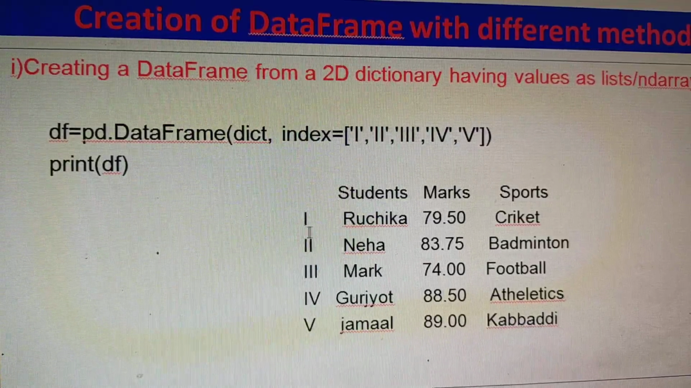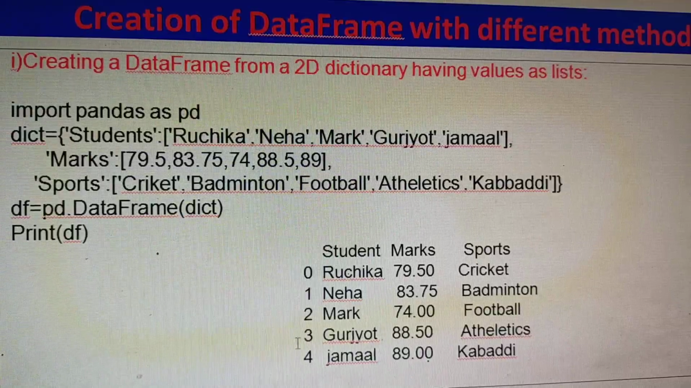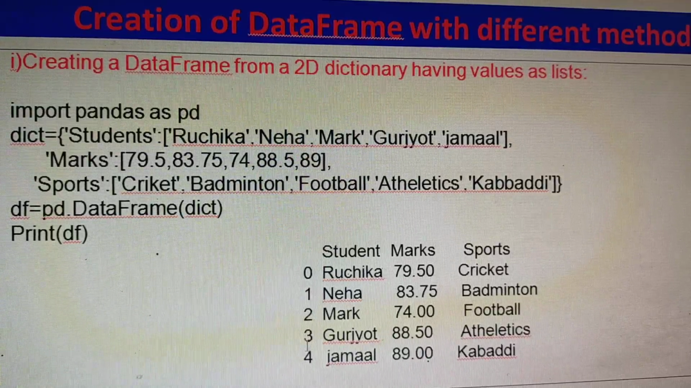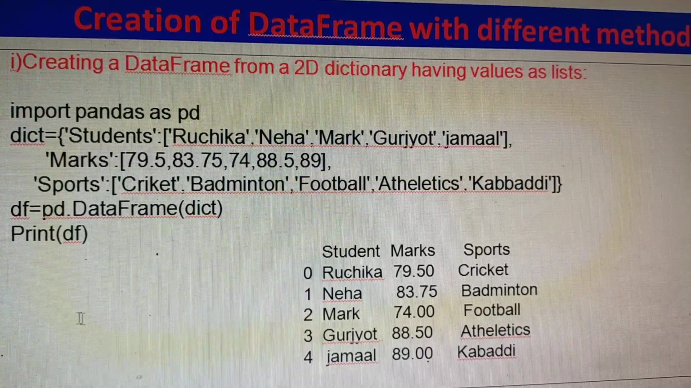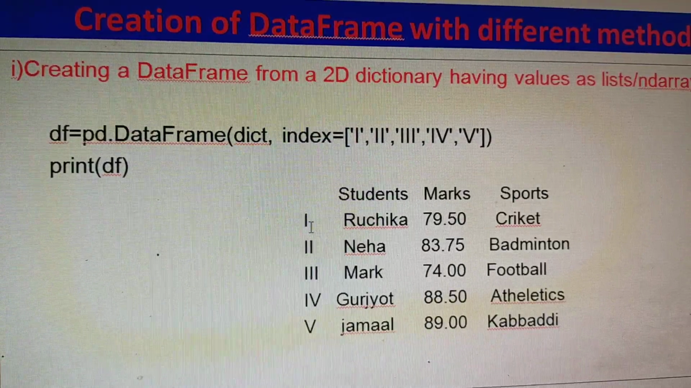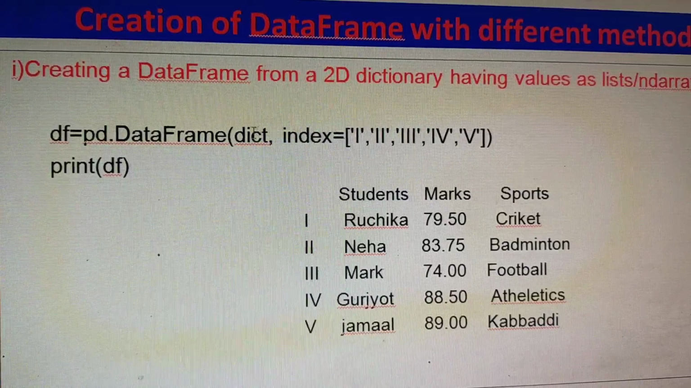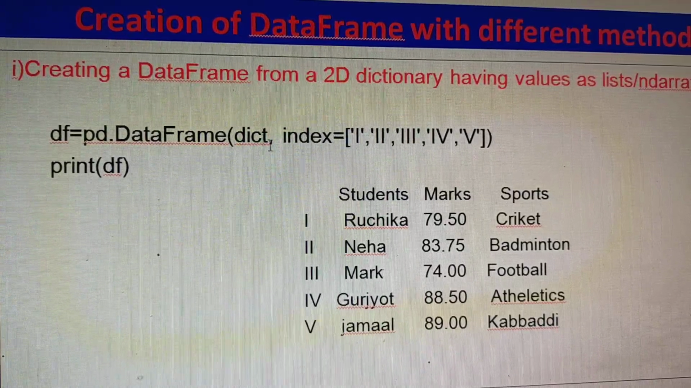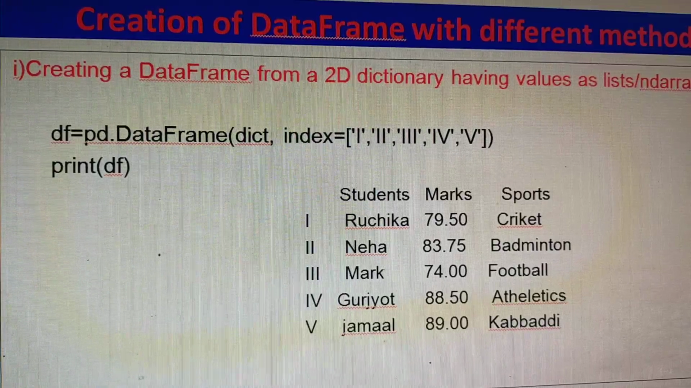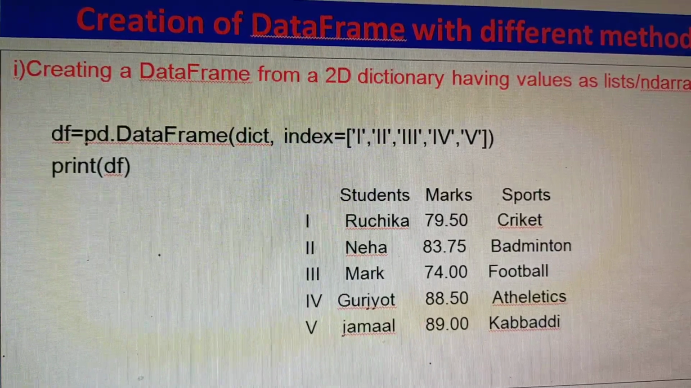the desired index. Earlier in the previous slide, the index is 0, 1, 2, 3, 4. But in place of 0, 1, 2, 3, 4, if you want to use a different index, then you can add the index along with the dictionary name. So this is the one way of creating a data frame.